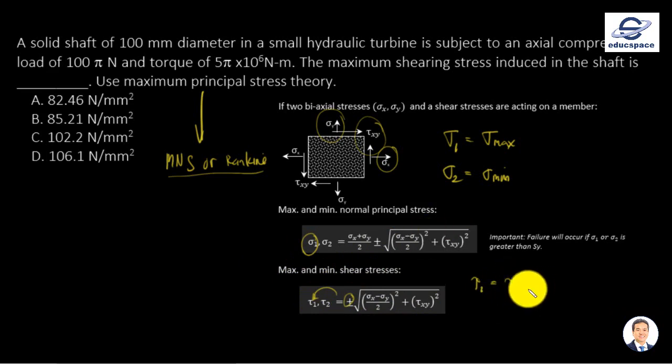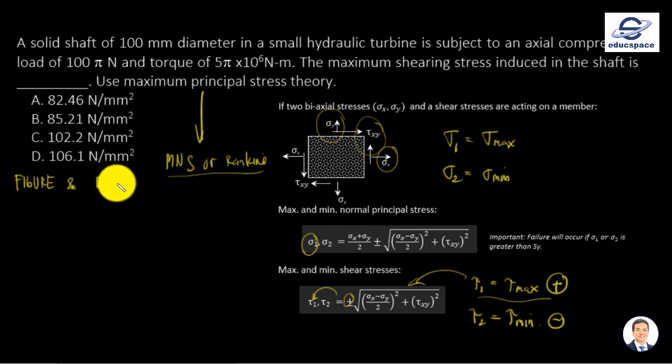This one is maximum and this one is minimum shear stress. Okay, if we use the negative, then here it is positive. Okay, if we use this formula, alright, so we have two loads. Let me put the figure and data.